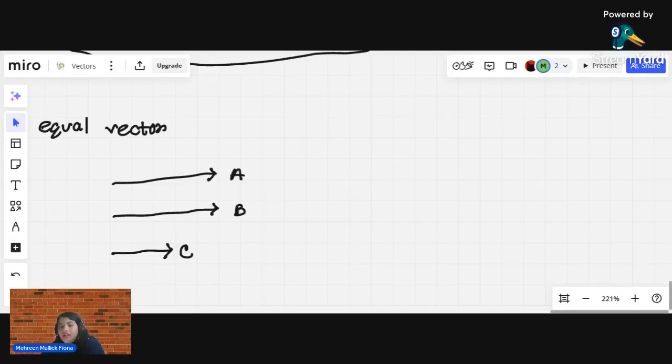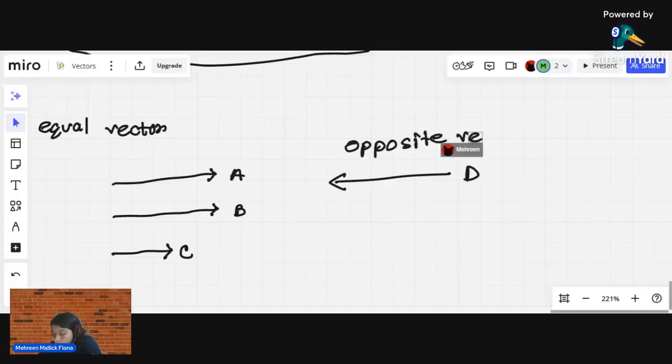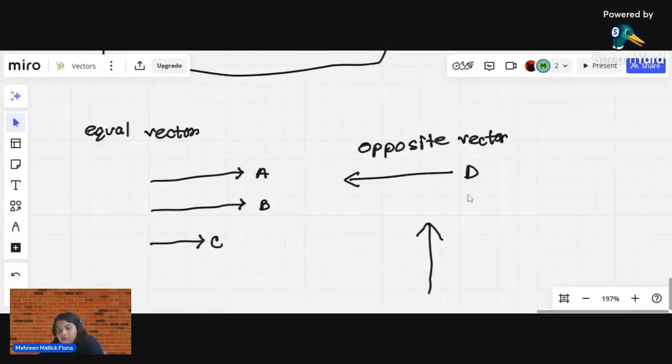But in case I want to show that it is equal in length but in a different direction, let's say I have a different vector that is equal in length to A but in a different direction, then this vector would be an opposite vector. And if I want to show another direction, it would be like this. Similarly, everything is an opposite vector.